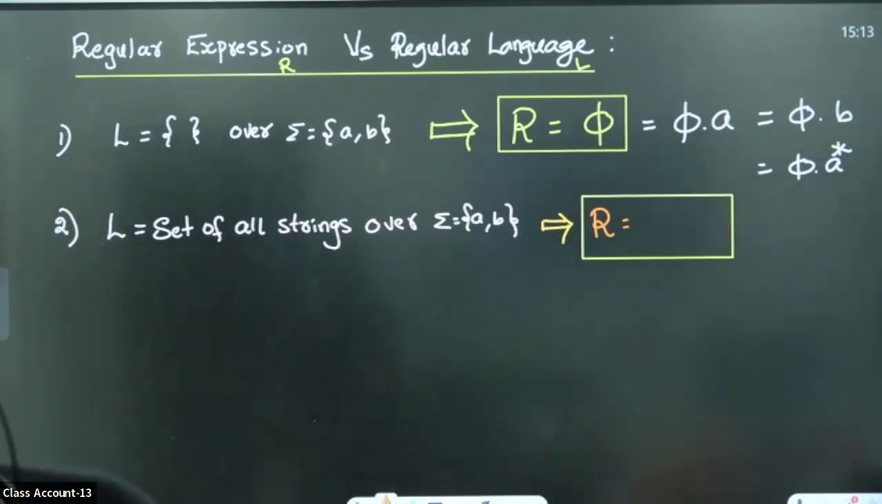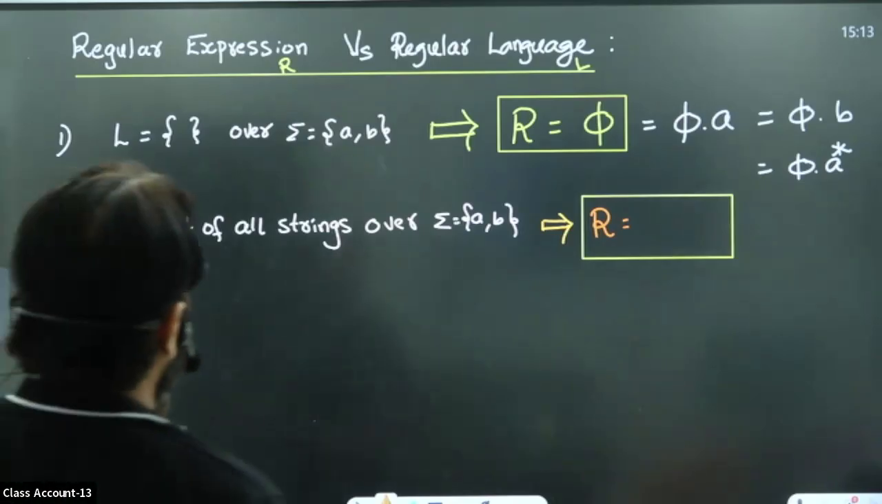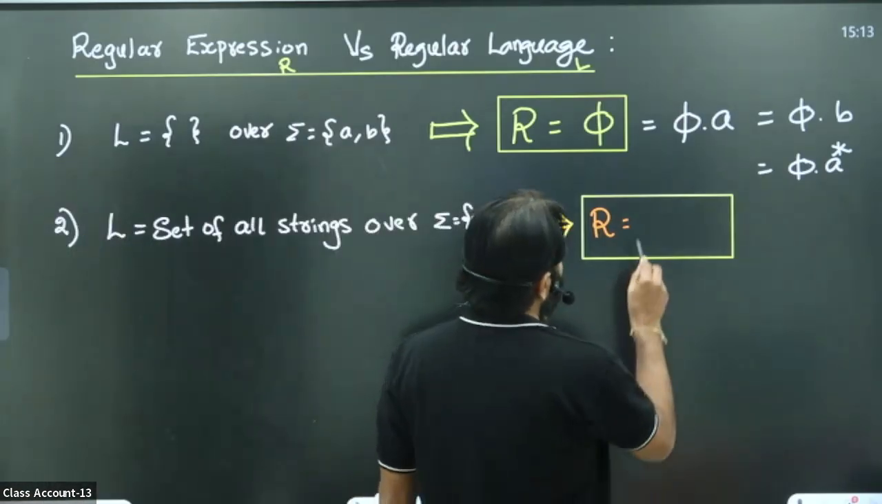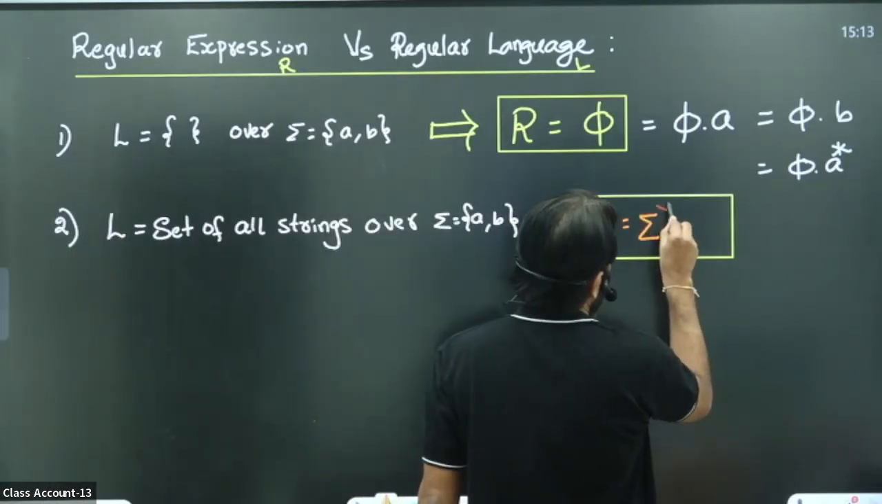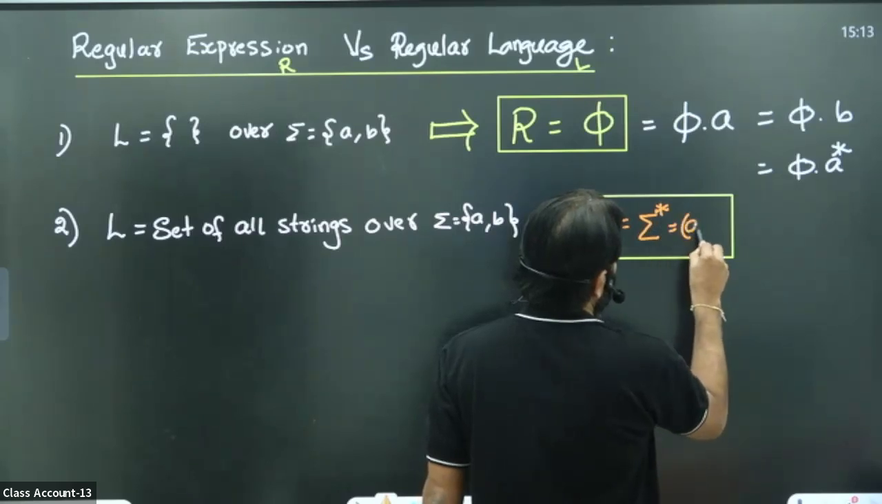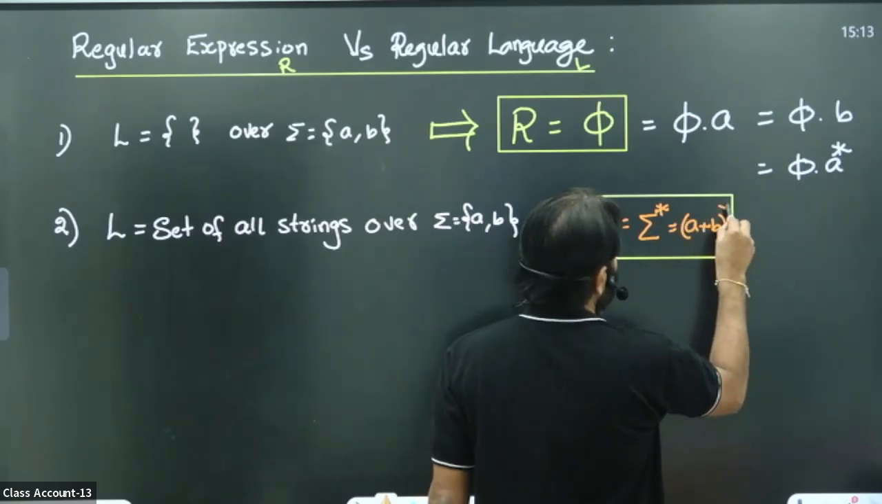What is the answer? One language has infinite regular expressions? Yes, correct. But if you have a regular expression, that will give only one regular language, right? Yes, Rahul, you are right. A plus B whole star. You can write sigma star. You can also write A plus B whole star, because sigma is A plus B here.